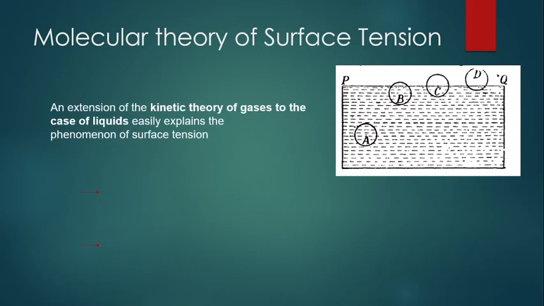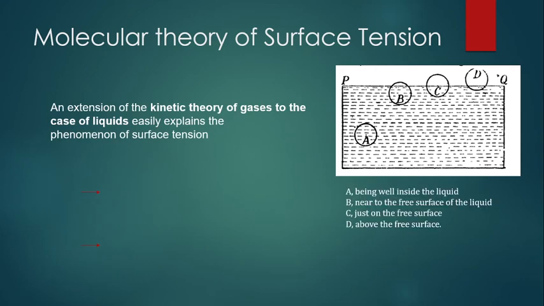A is a molecule inside the liquid, and B is near to the free surface, and C is just on the free surface, and D is above the free surface. So to explain the molecular theory of surface tension, we are taking the kinetic theory of gases. Surface tension is only for liquids, right? But for explanation of surface tension, we are just extending the kinetic theory of gases to the case of liquids. So this point is very important.